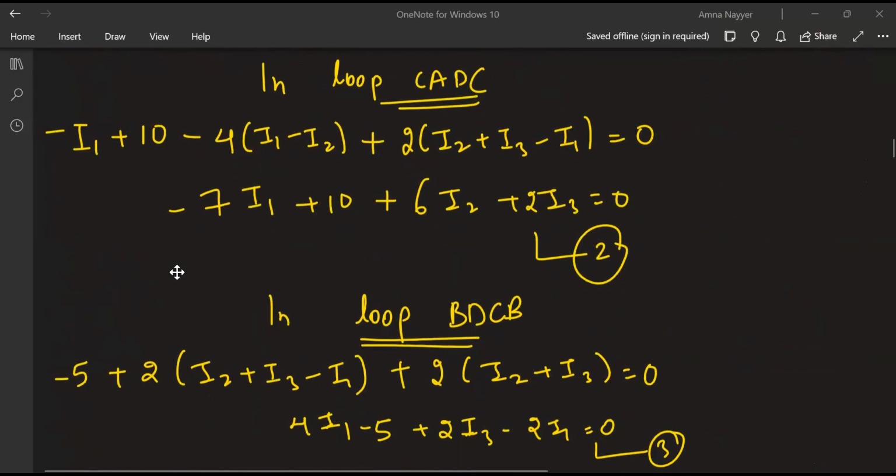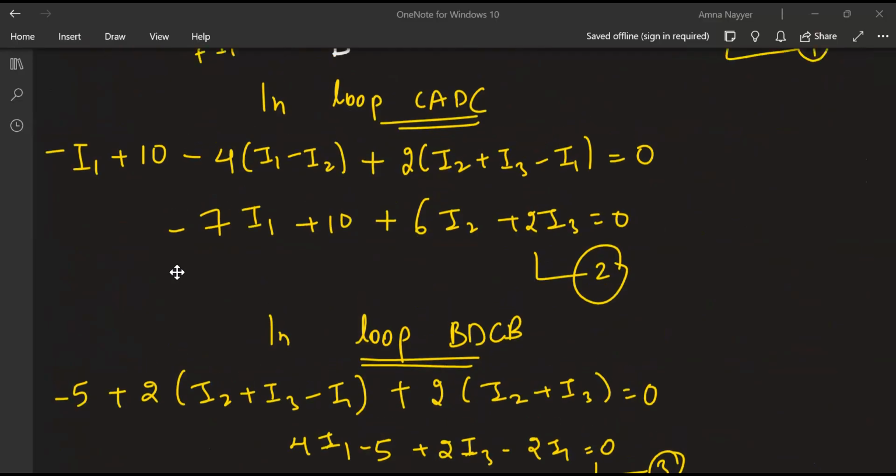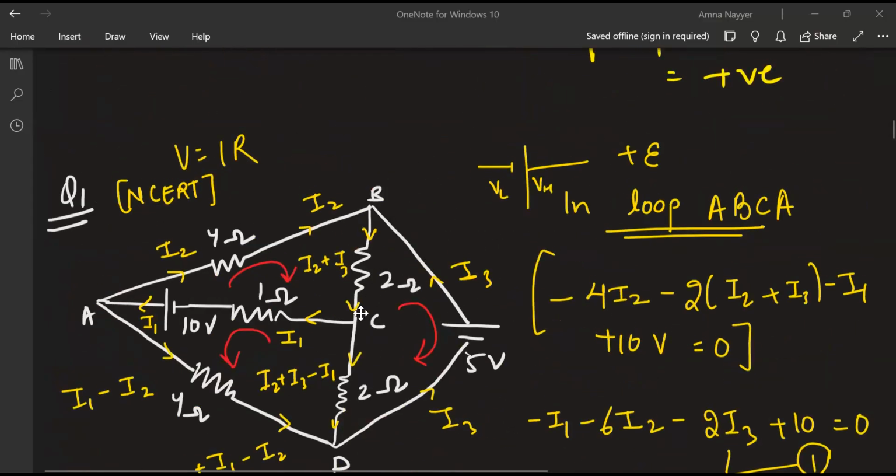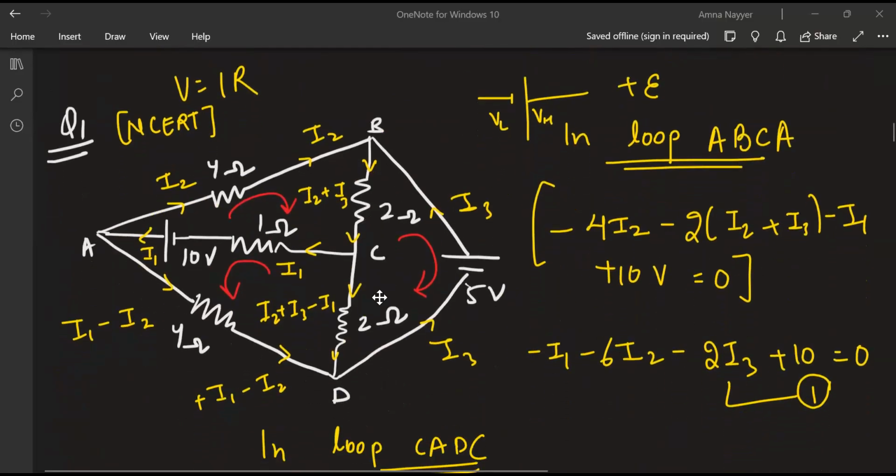Like in some of the last questions, there are only two resistors. Two resistors are there, here. So you'll get the values of current here. I3 will come.